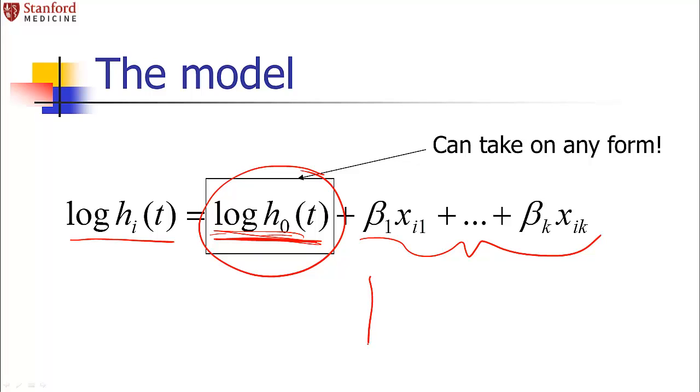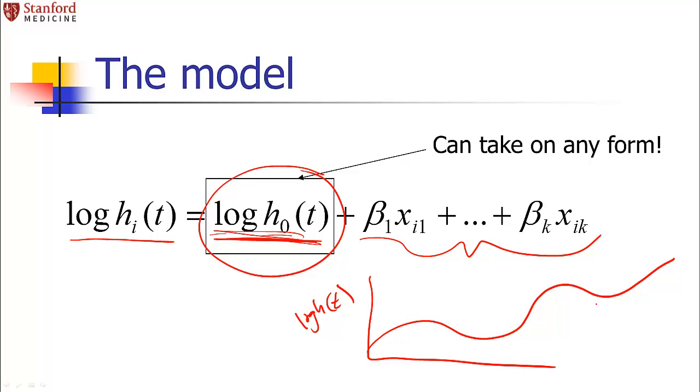So that means that it would be perfectly fine if your log hazard for a particular group looks something like this. So maybe this is some weird function. So maybe this is my reference group. This is the log hazard for my reference group.